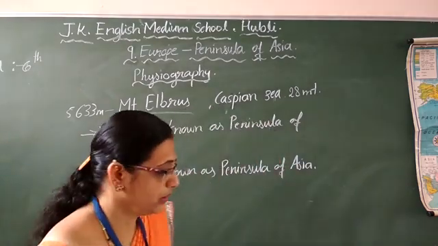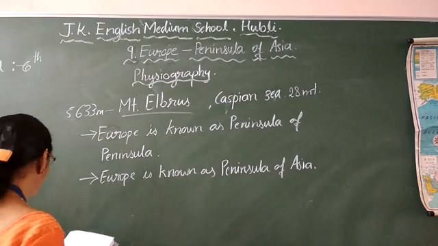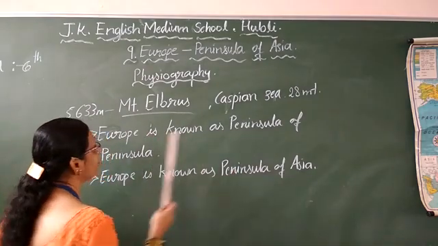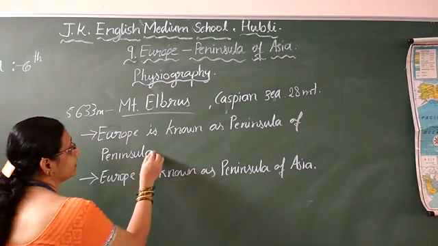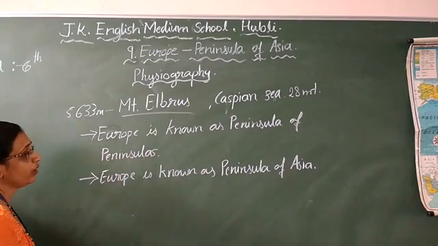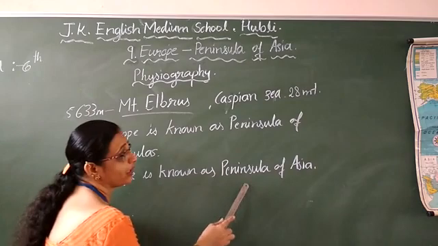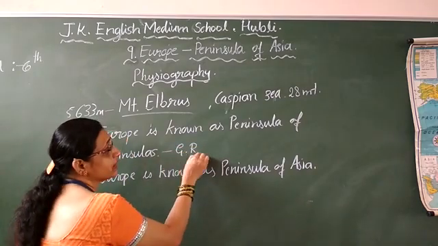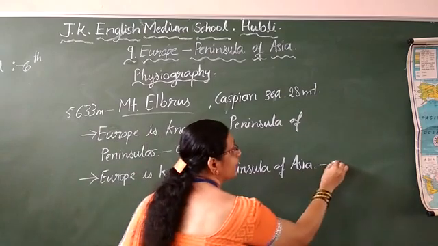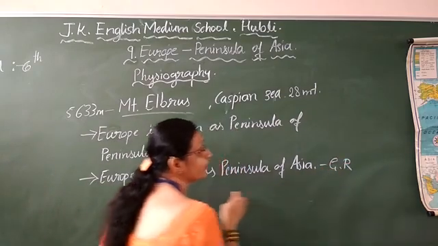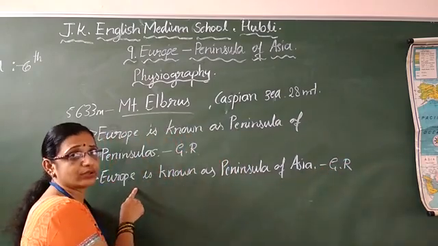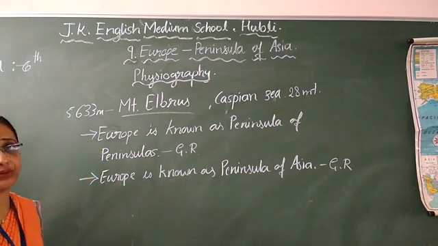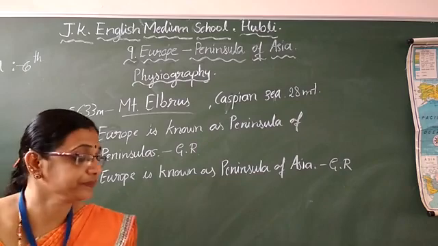Then Europe is called by two names. Europe is known as Peninsula of Peninsulas. Then Europe is known as the Peninsula of Asia. You are having these questions on give reason, children. This one also, give reason. Means you have to write the reason why it is called so. Now I will explain this one. Why is it called by these two names? Yes.